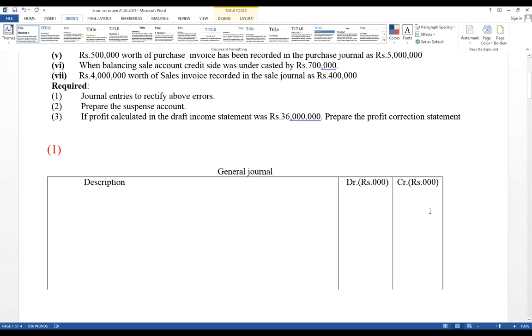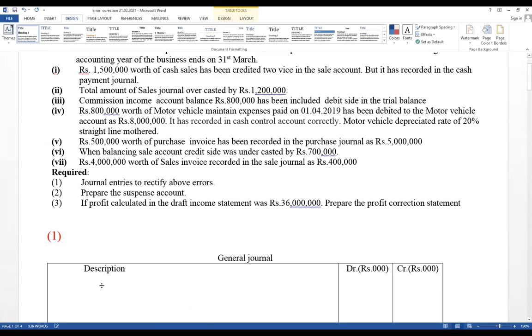Then general journal, error correction should be recorded in the general journal. Not all errors affect suspense accounts. Some errors affect suspense accounts, some errors do not. Right, now read from the beginning.